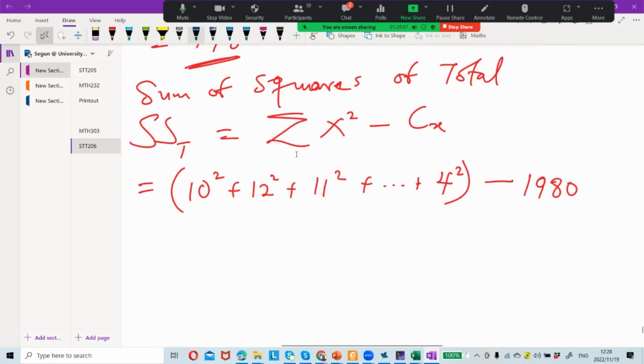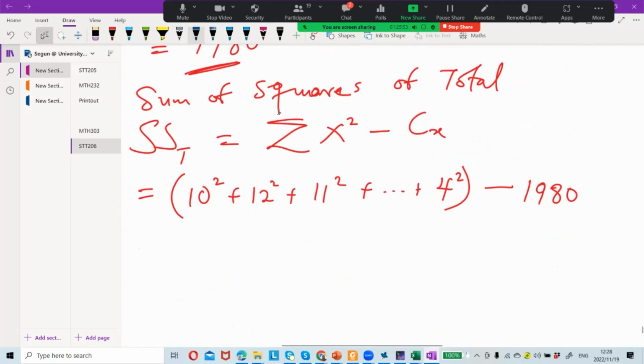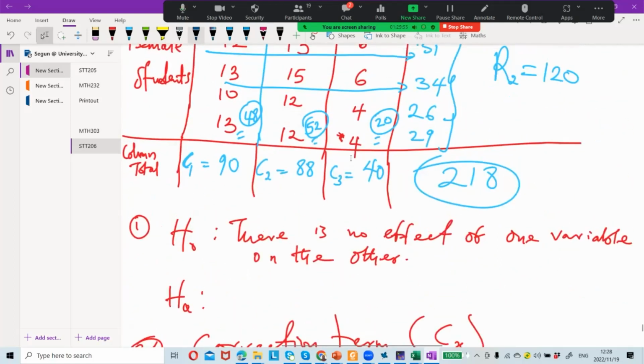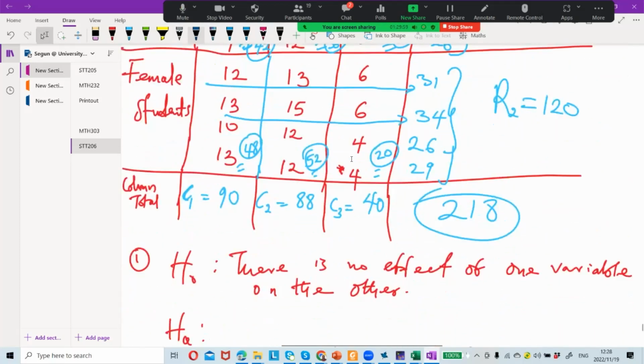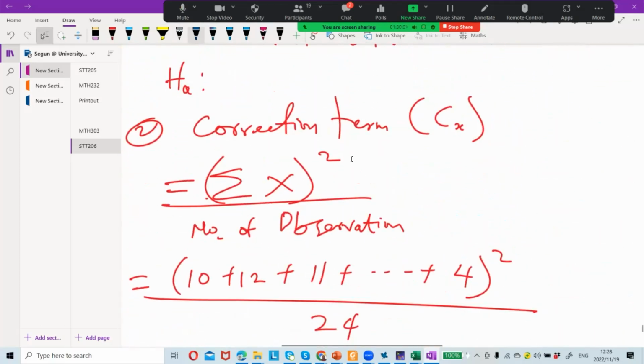Sir, should we leave 1980 as a whole number? Because I know it's 1980.16. Yes, leave it as a whole number. 0.16, am I right? Yes, sir. How do you get the point? Summation of all the observations is 218. So 218 squared, divided by 24. Yes, sir. Okay.